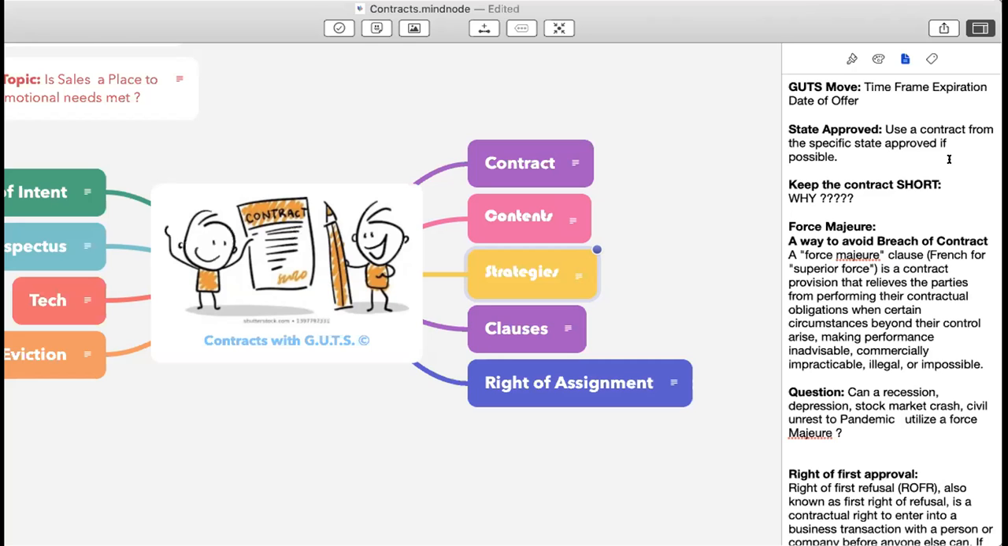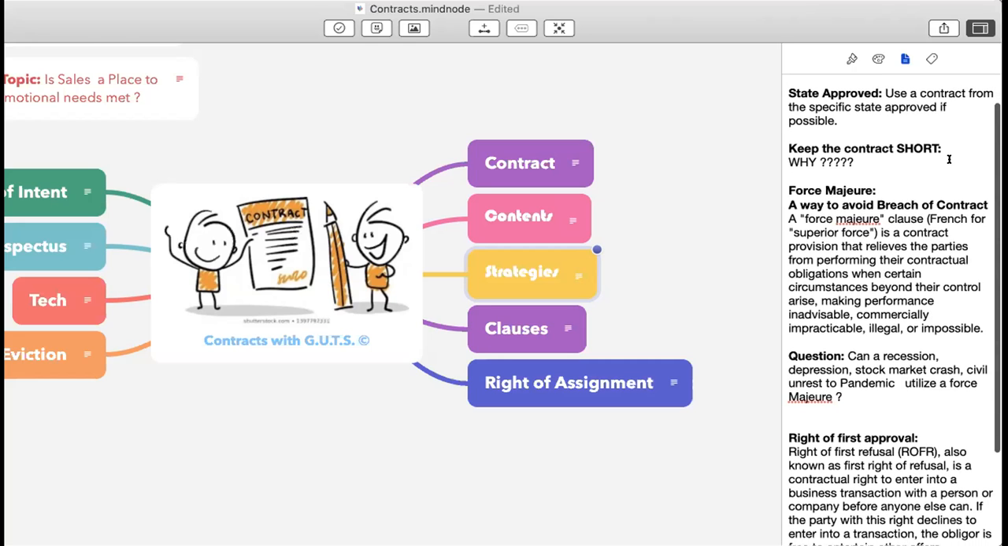Okay, or in that case, keep your contract short. KISS. Why? Because it's easier for them to sign it. You know, what's the one stall and objection a lot of prospects use? Oh, I got to take this to my attorney and all that, right? What happens? Role play with me. Felipe, role play with me, buddy.